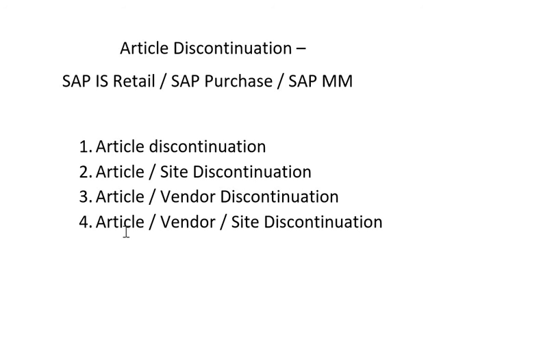And the last one is the article vendor site discontinuation. It means that the article may not be needed from a particular vendor or site, but it can be sourced from a different vendor to a different site. So these are the four different types of discontinuation possible in SAP.